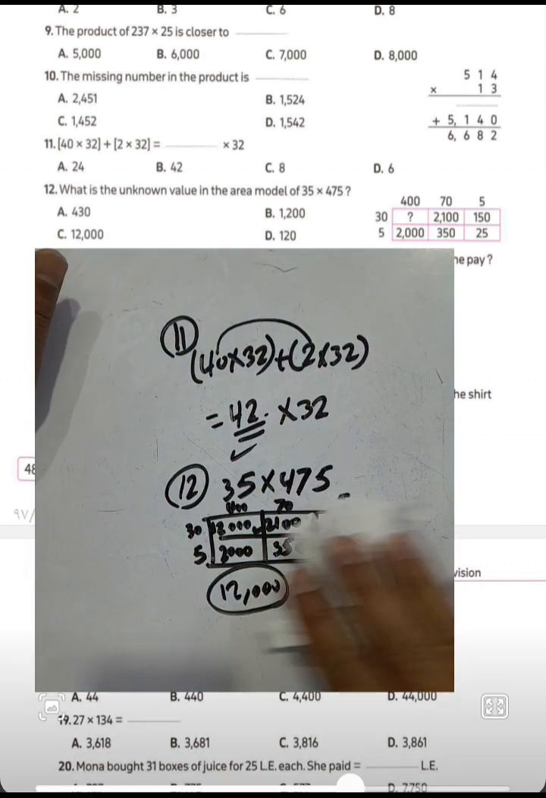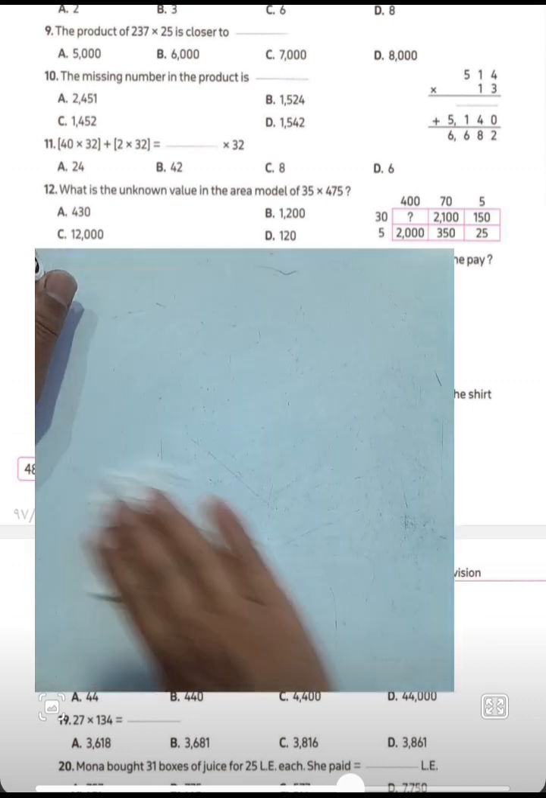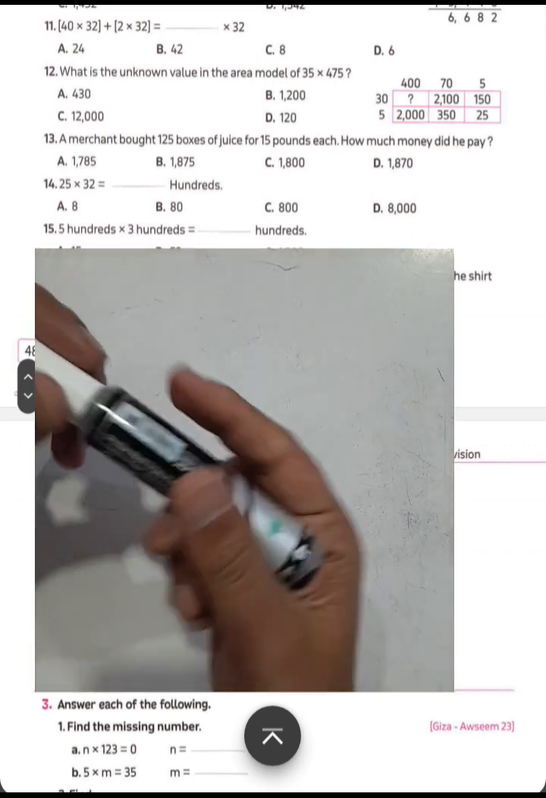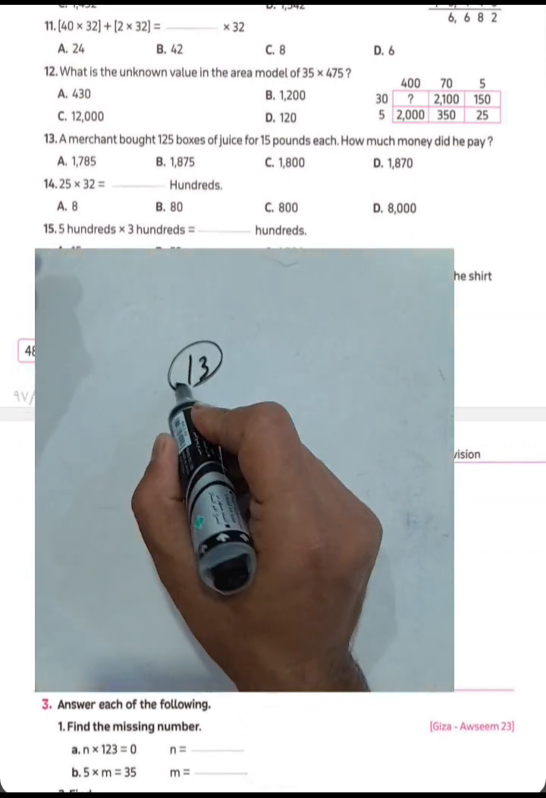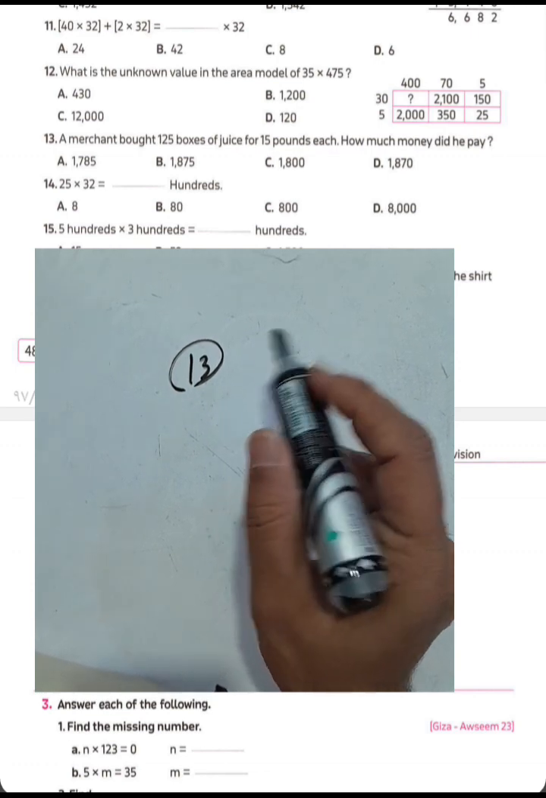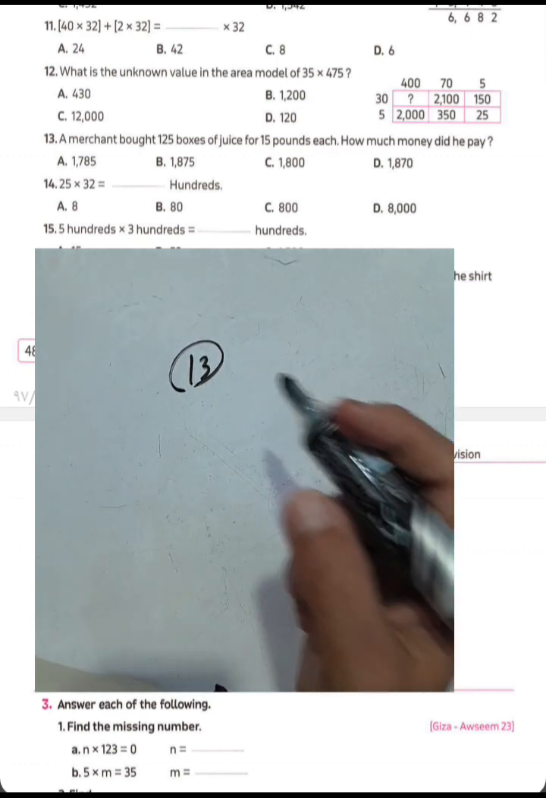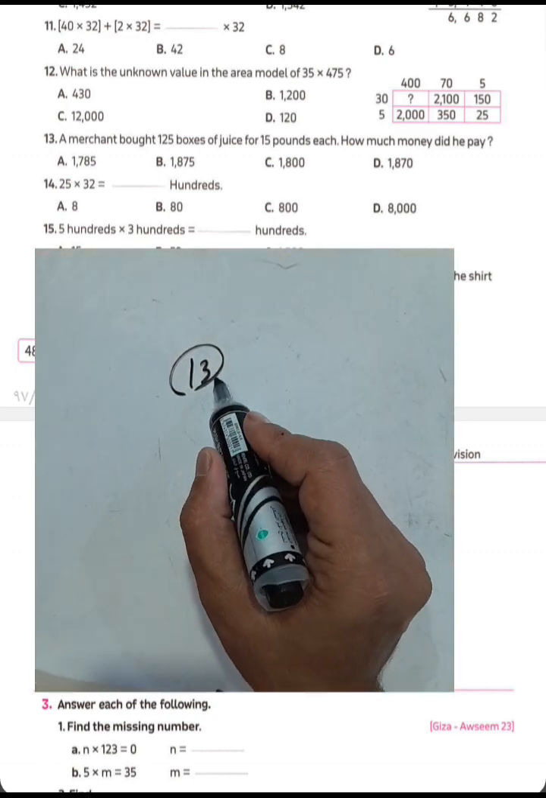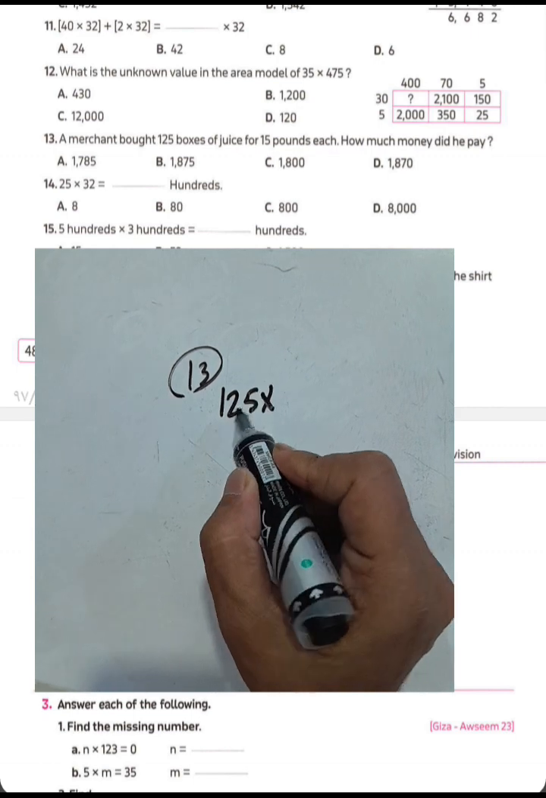Next question. Question 13. A merchant bought 125 boxes of joys for 15 pounds each. How much money did he pay? We can find the total by multiplication of two numbers, right? 125 times 15.